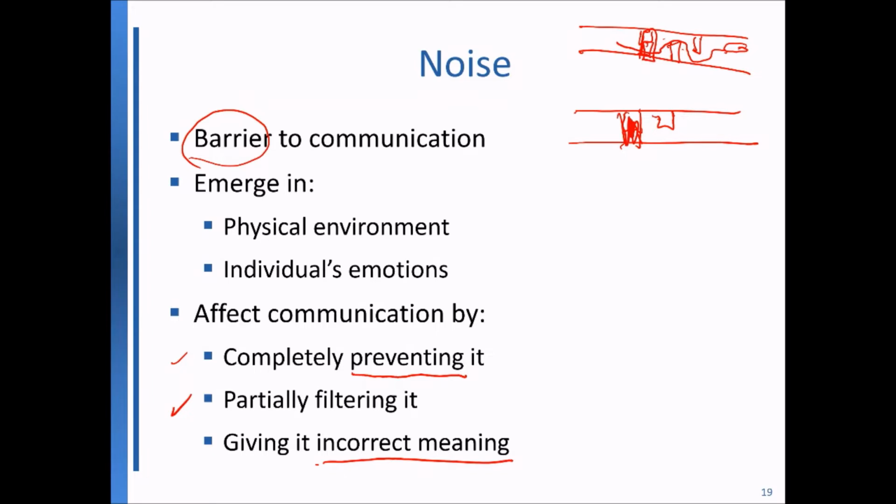Maybe you're saying something, but because you are far away from the receiver, maybe the receiver cannot get the whole meaning of what you are saying, or maybe he has another meaning. Yes, maybe because I cannot read your facial expression. So these are what we call barriers to communication.